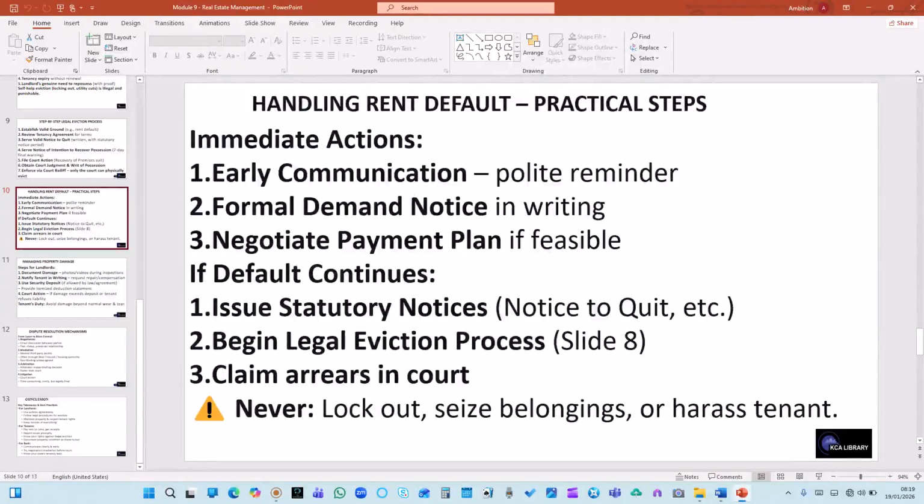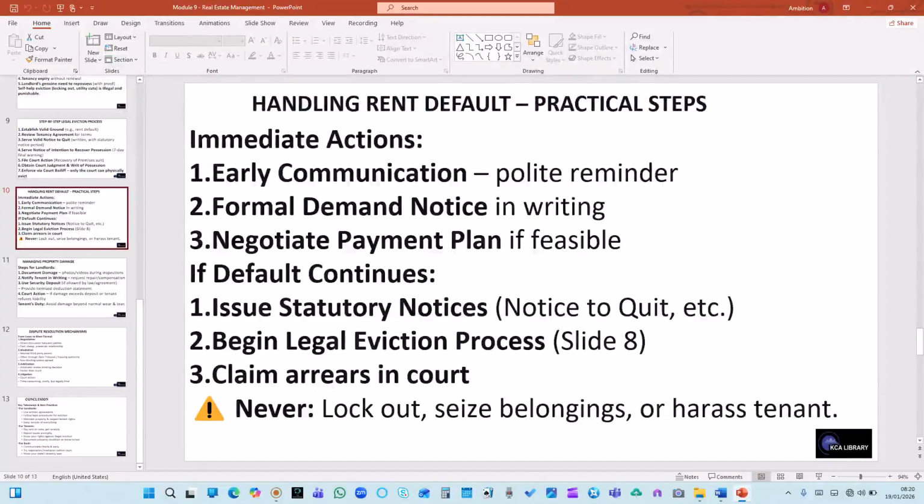Then number two approach is a formal demand notice, which is usually in writing. So the landlord will write a formal demand notice in order to recover his rent, which is usually in written form. Then negotiate a payment plan if feasible. So another approach is you negotiate a payment plan. If the default continues, then the landlord will now issue a statutory notice, that is, a quit notice.